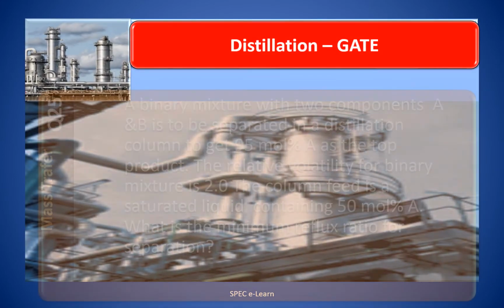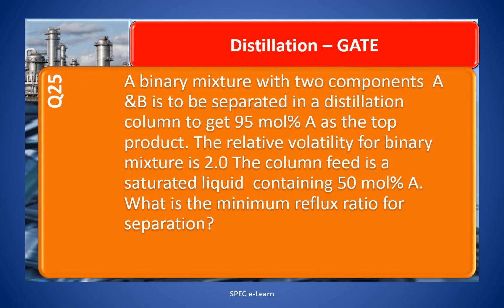Question number 25. A binary mixture with two components A and B is to be separated in a distillation column to get 95 mol% A as the top product. The relative volatility for the binary mixture is 2. The column feed is a saturated liquid containing 50 mol% A. What is the minimum reflux ratio required for separation? Your time starts now.